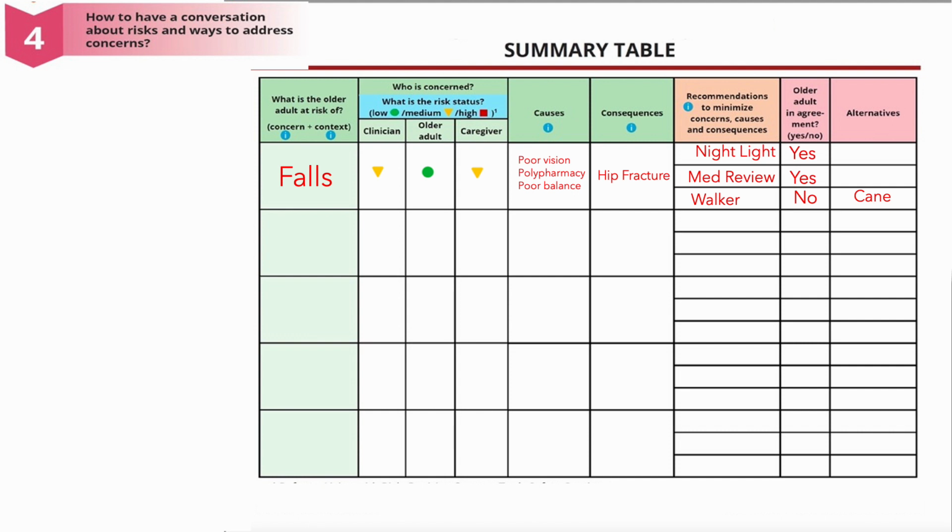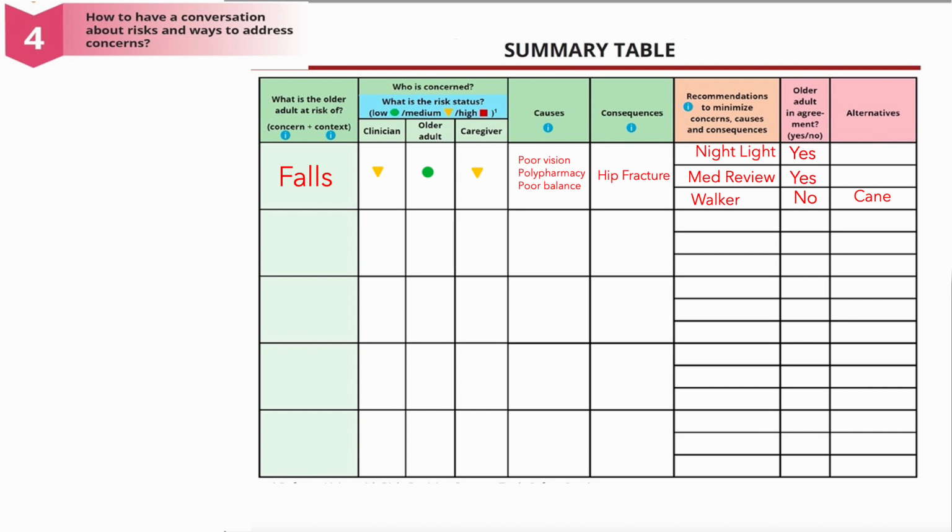The older adults who were interviewed in a previous study were asked specifically about how they wanted to have conversations about risks and what information they wanted. They confirmed that all columns in the table contained pertinent information. They appreciated that the summary table provided the rationales for the concerns and for the recommendations. They also appreciated that it provided a safe space to hold differences of opinions, as it provided opportunities for the clinicians to initiate conversation that neither the older adult nor the caregiver felt comfortable initiating.